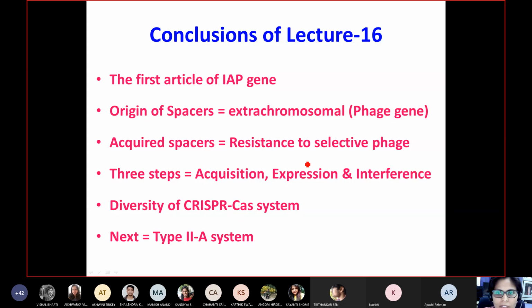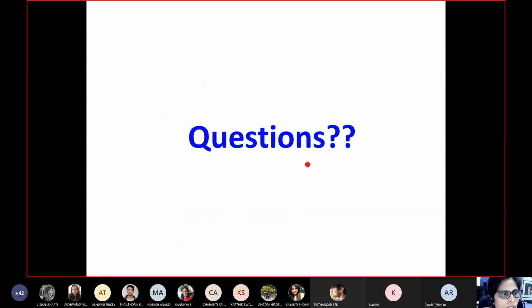Since I've taken a few questions, if you have some more questions, you can ask. Otherwise, I would like to finish a few more portions of type 2A Streptococcus. Are there any more questions on these particular slides?